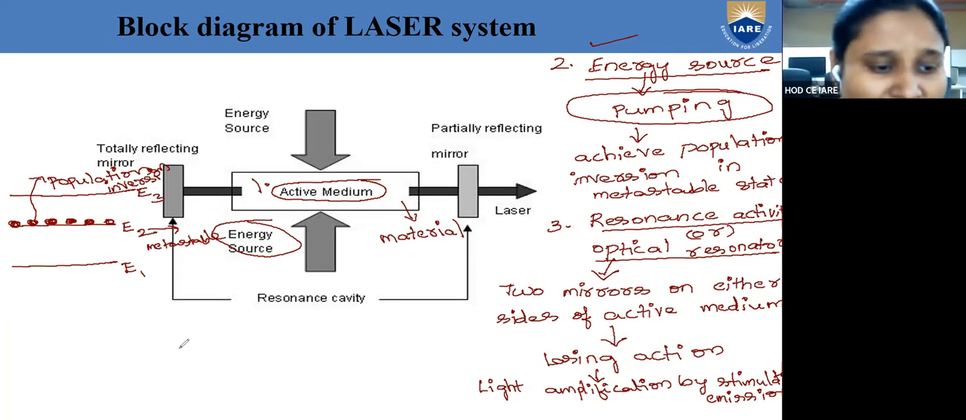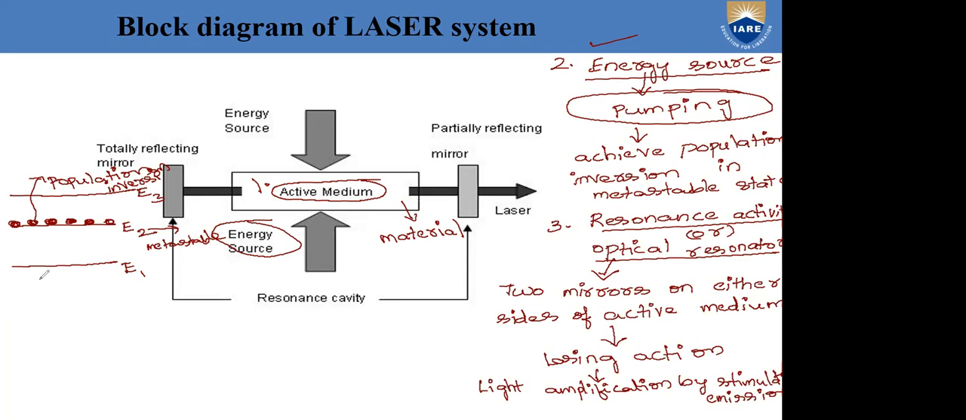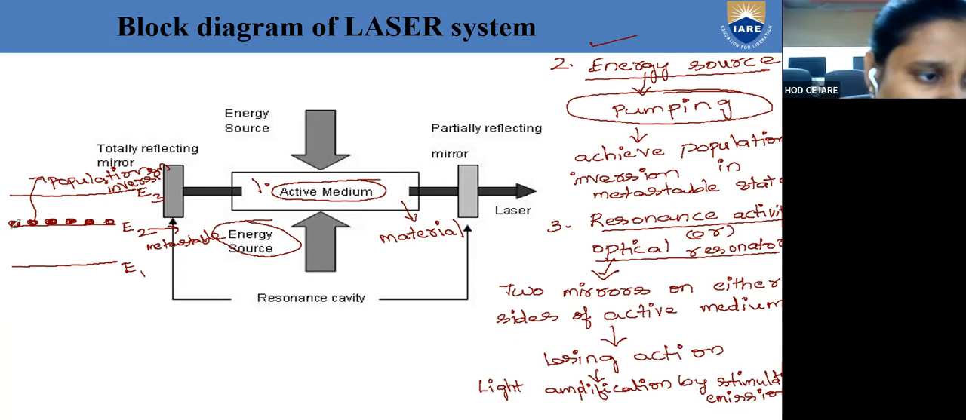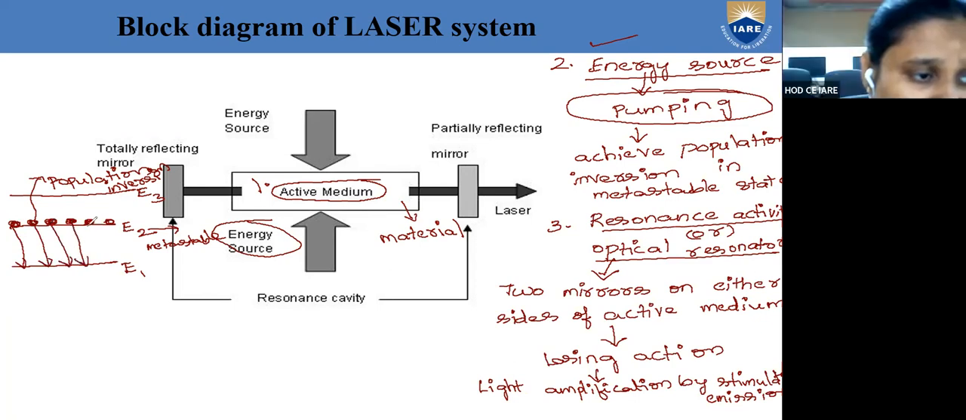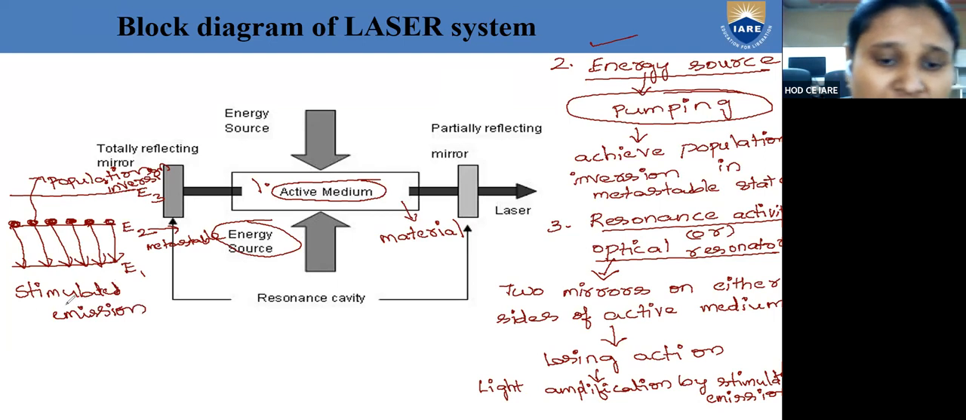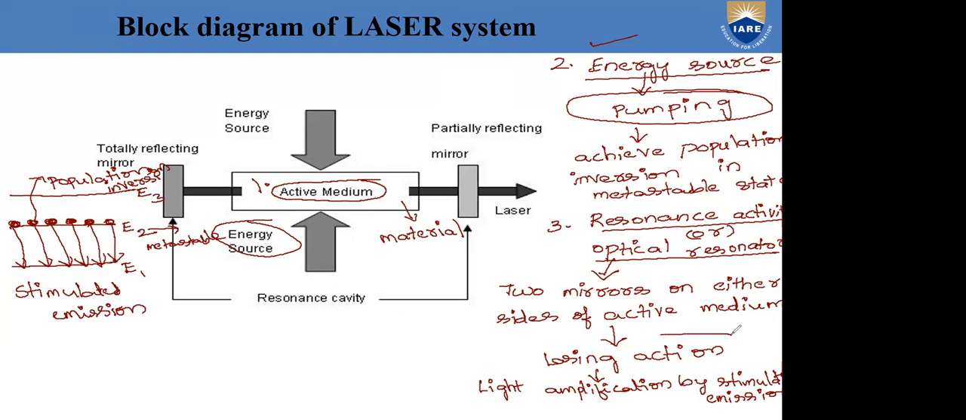Is it not lasing action? What is lasing action? Lasing action is making all these excited atoms come down before their lifetime by stimulated emission. I have to make these atoms come down by stimulated emission. Only if all these atoms come down by stimulated emission, then all these photons together are going to give laser light. So here lasing action should take place.